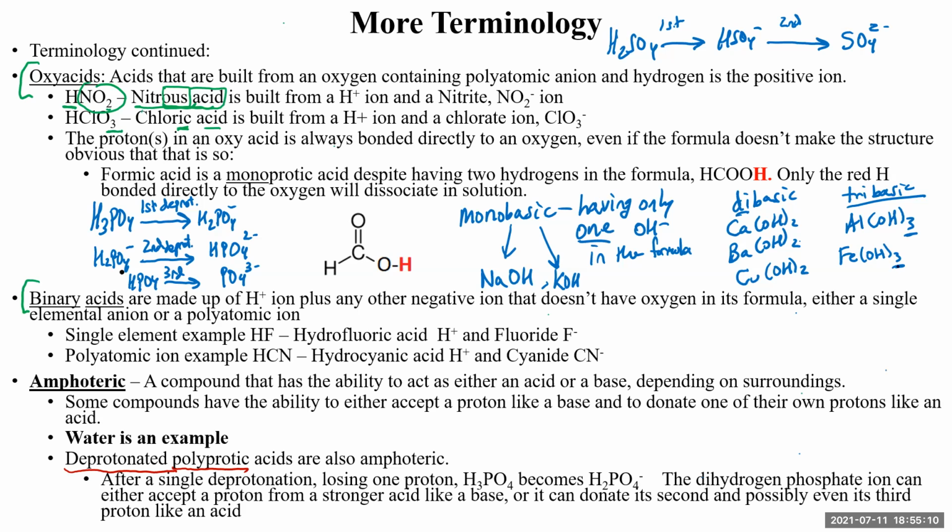The word basic here is referring to the number of hydroxide ions. So it's kind of the opposite of diprotic, monoprotic, and triprotic. You have dibasic, monobasic, and tribasic. It's sort of the base equivalent of those.